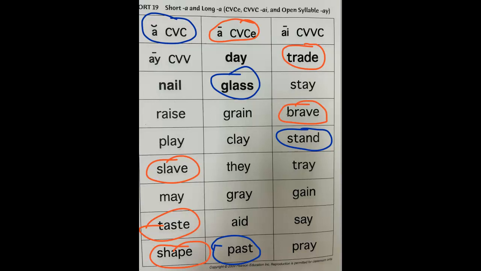Again, we're making the A sound, but this time it's an A and an I together. So the A, I together make the A sound. For example, nail. I hear the A sound. Raise. The A and the I are together. Grain. The A and the I are together.